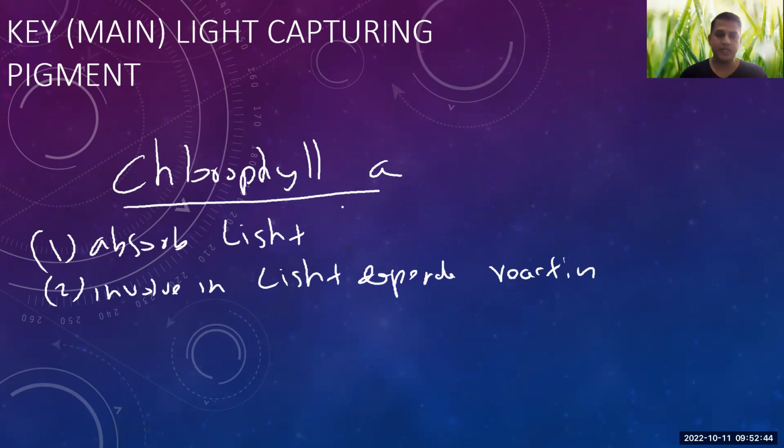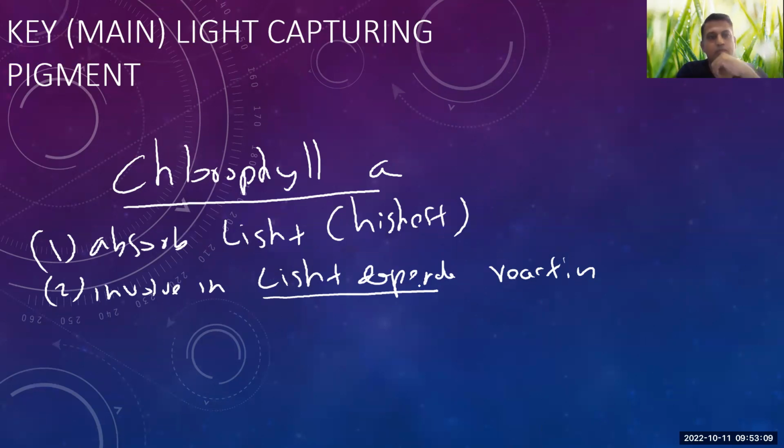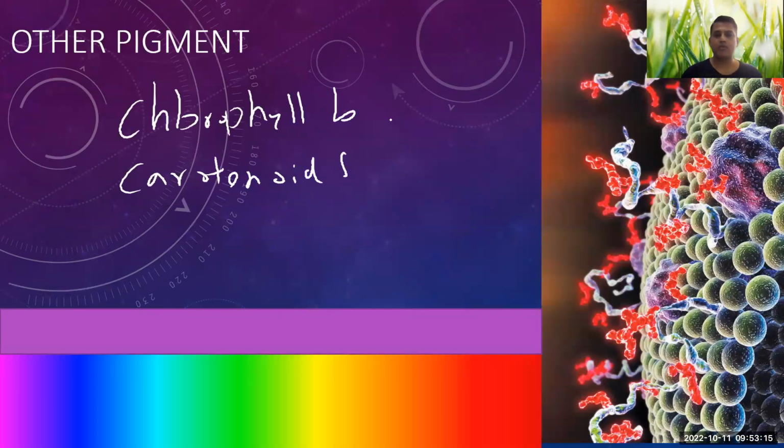So in this case, the highest light absorption is done by chlorophyll A. Chlorophyll A is involved directly in light dependent reactions. So its role is very important in the light dependent reaction. As a result of that, chlorophyll A is the main key light capturing pigment. Chlorophyll B, it absorbs light. Carotenoid, it also absorbs light.